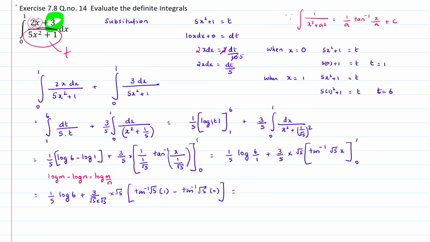The last step, this will be 1 by 5 log 6 plus 3 by root 5 into tan inverse root 5. This will be the answer. This one will become 0, since tan inverse of 0 is equal to 0. Okay, this is the solution.